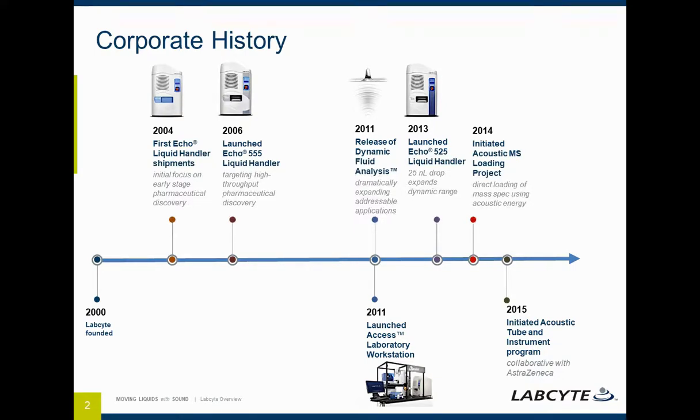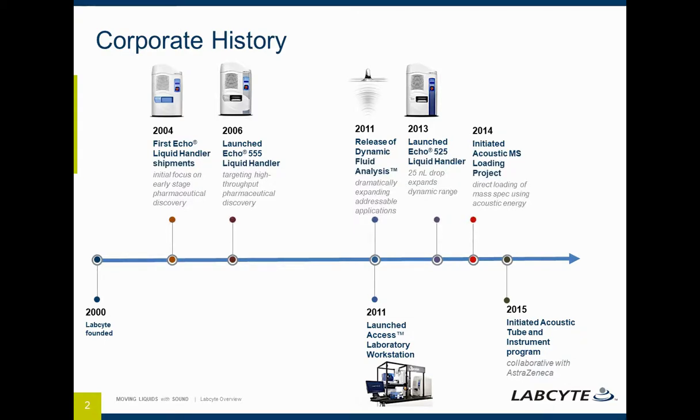In 2011, dynamic fluid analysis, a proprietary technology, was introduced, and that enabled our Echo liquid handling systems to automatically adjust for properties such as viscosity and surface tension across a broad range of fluid types without any user intervention. And I'll go into this in a little bit more detail on a later slide. This technology has greatly expanded the Echo liquid handler capabilities for use in many different applications and has led to a strong adoption of the Echo liquid handler in fields such as genomics and synthetic biology.